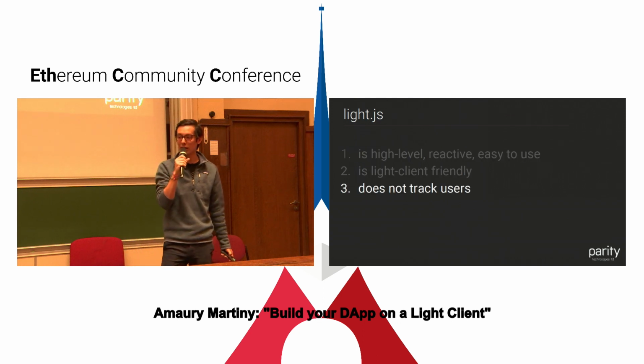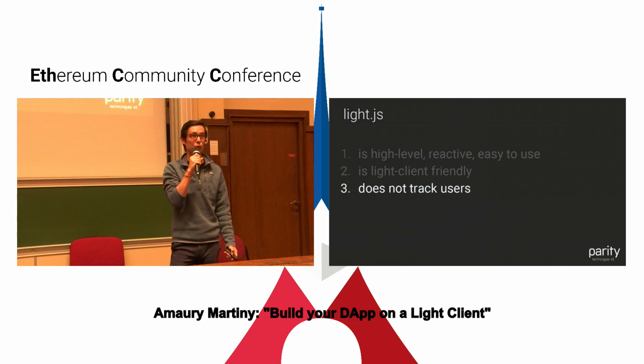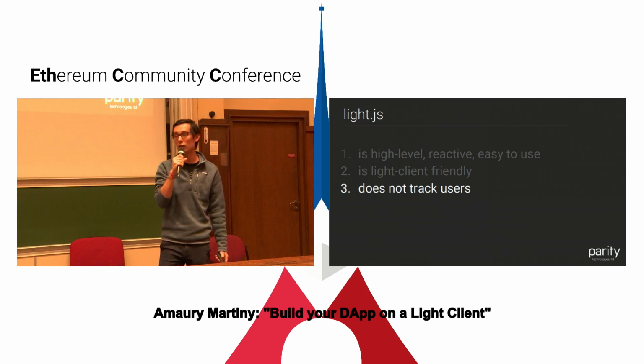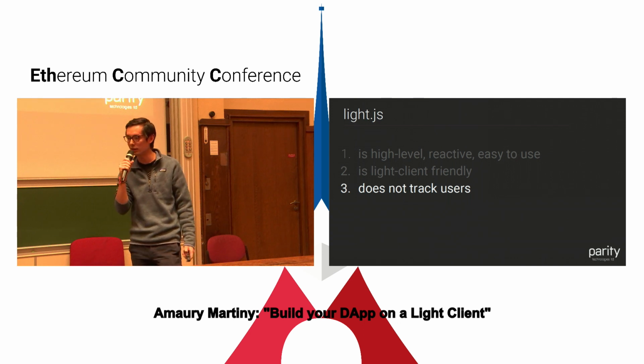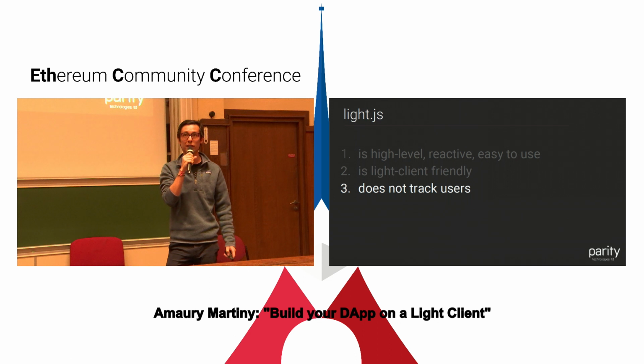And third of all, Light.js does not track users at all. There are some articles about Infura tracking users and handling some statistics about them. Light.js does nothing about this. If you have your own Light nodes, it will not track your users at all. Your app will not track.